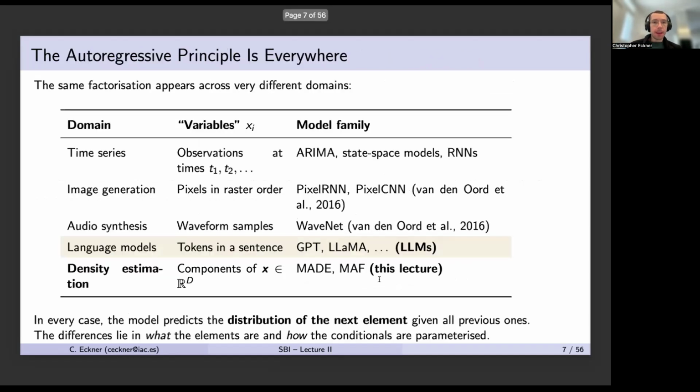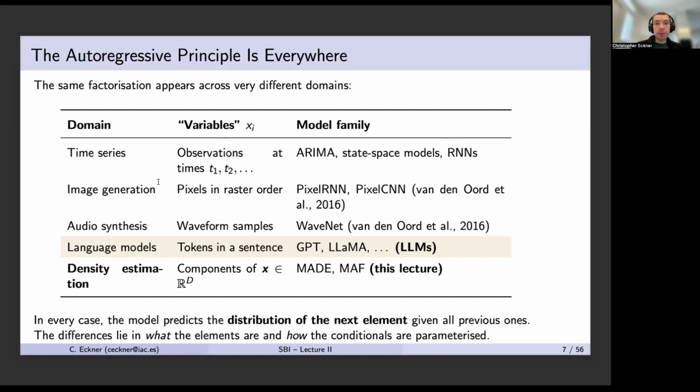Okay, so let me give you some examples of how this autoregressive principle in general comes into play. You have, for example, in time series, that the variable you would typically record or observe are observations at different times. And this is used also in machine learning contexts in different models or architectures, like recurrent neural networks, which are a particular example of how this is used.